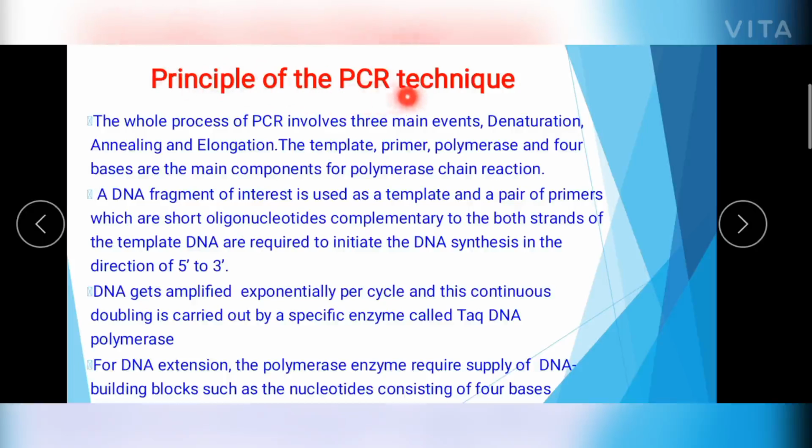If you see the principle of the PCR technique, the whole process of PCR involves three events, mainly the denaturation, annealing and elongation. These three steps make one cycle. Like this, many cycles are repeated to multiply the DNA into many copies.